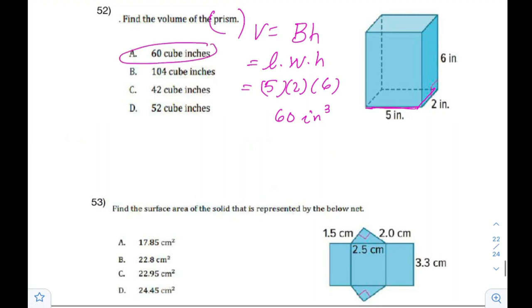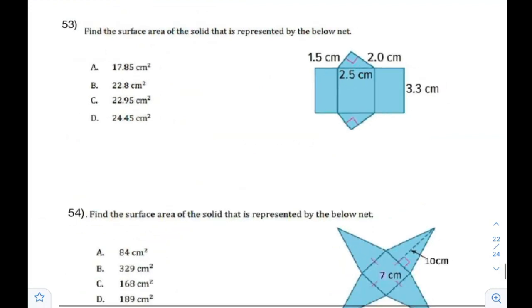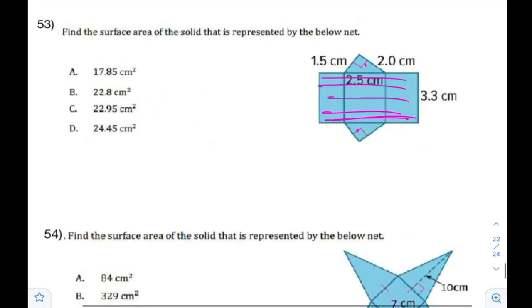يعني 10 seconds question. Find the surface area of the solid that represented by the below net. طبعا هذا لو سكرت النت راح يطلع ايش؟ Prism, triangular prism. Now you are free to use the way you like. Either you are folding it again to be a prism, or you find the sum of areas. يعني نقدر نطلع area of this one plus the area of two triangles. And I will do it this way.